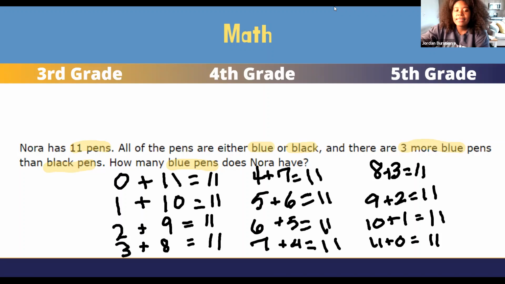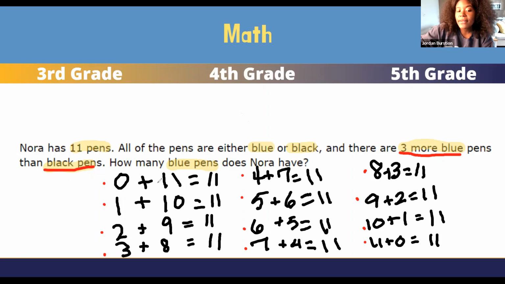All right. Now they gave us one more clue to help us figure out exactly how many blue and exactly how many black ink pens we have. It said there are 3 more blue pens than black pens, okay? So we have to find one of the problems here where one of the numbers has 3 more than the other, okay?